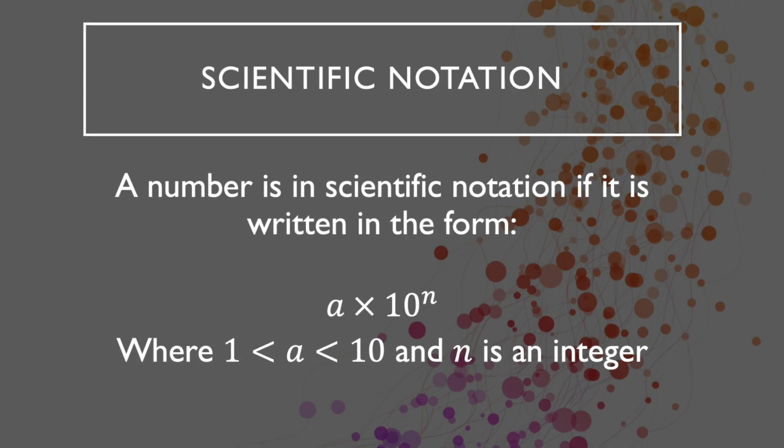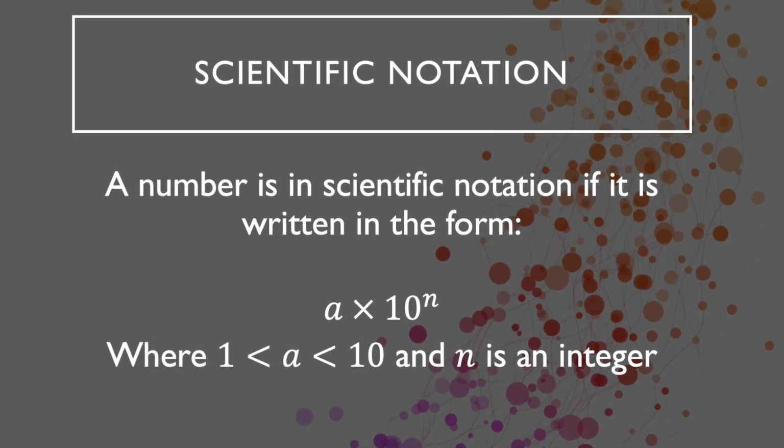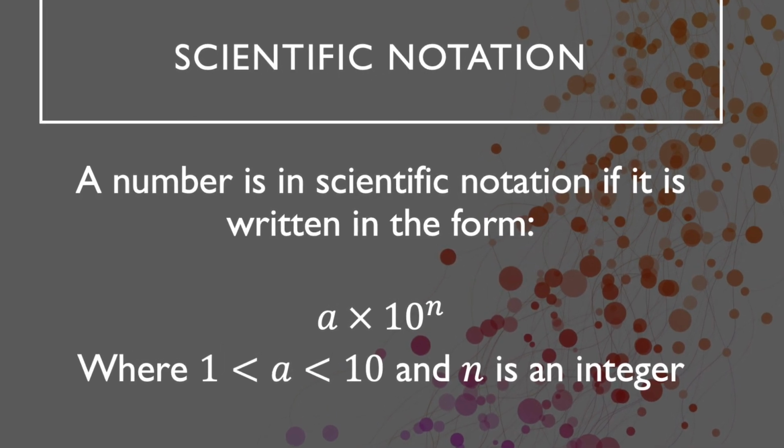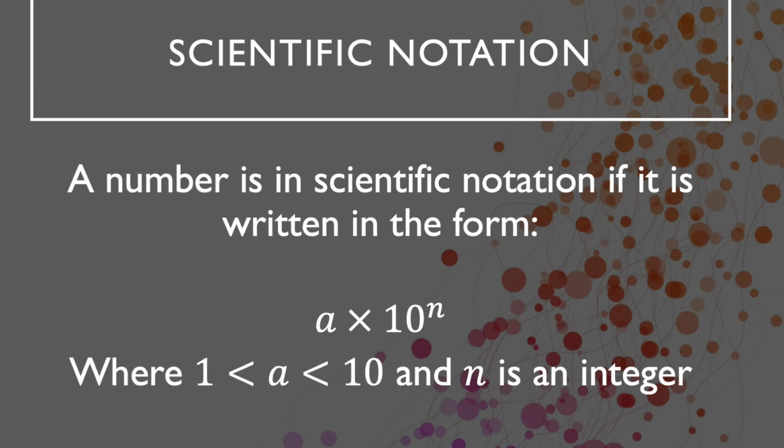So any number is in scientific notation if it's written in this form: a times 10 to the n power. Any number a, as long as a is between 1 and 10, so it's more than 1 but less than 10, times 10 raised to the n power, which can be any number, positive or negative. It's an integer, it's always a whole number.